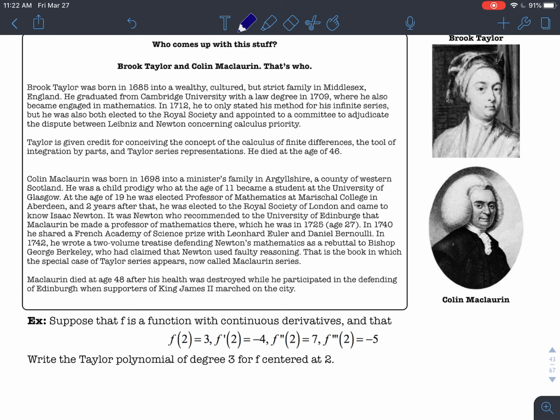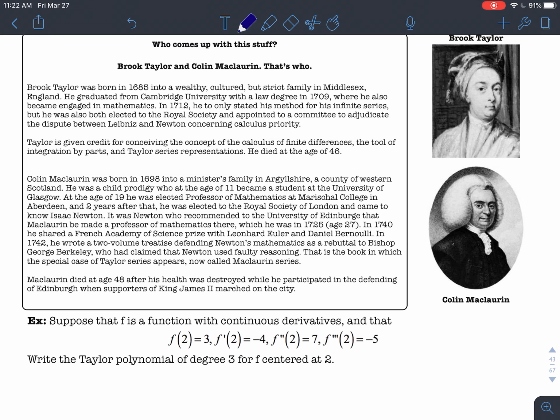It's insane. But in 1740, he shared a French Academy of Science prize with Leonhard Euler and Daniel Bernoulli, two massively famous mathematicians. So he's definitely up there in the world of mathematics. Then in 1742, he wrote a two-volume treatise defending Newton's mathematics as a rebuttal to Bishop George Berkeley, who had claimed that Newton was using faulty reasoning. So he was a big supporter of Newton. In that book is actually where the special case of Taylor series appears, which is now what we refer to as Maclaurin series.